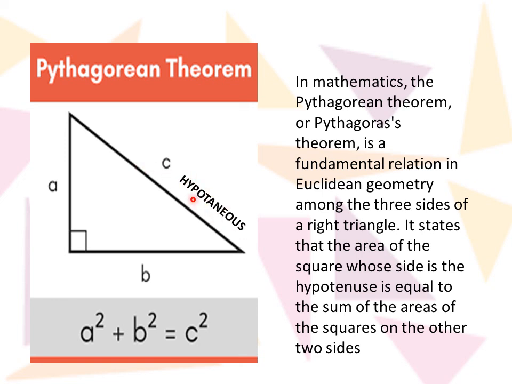So the hypotenuse, that means C, this side's length squared will be equal to the sum of the squares of the lengths of the other two sides. If we see, this side is A and this side, if the length is B, then A square plus B square is equal to C square, the sum of the squares of the other two sides.